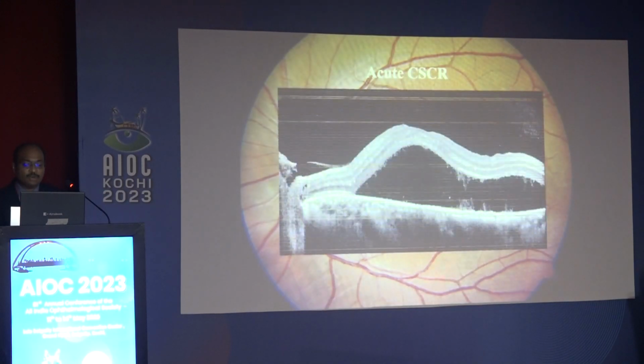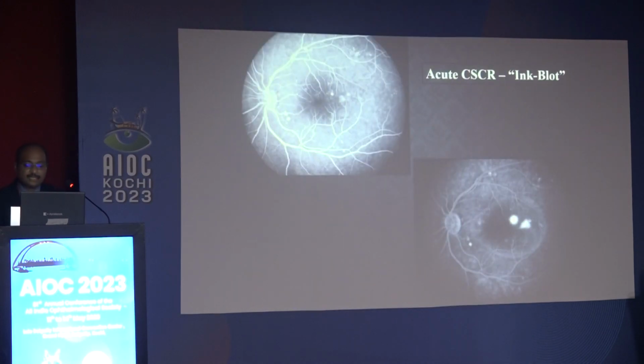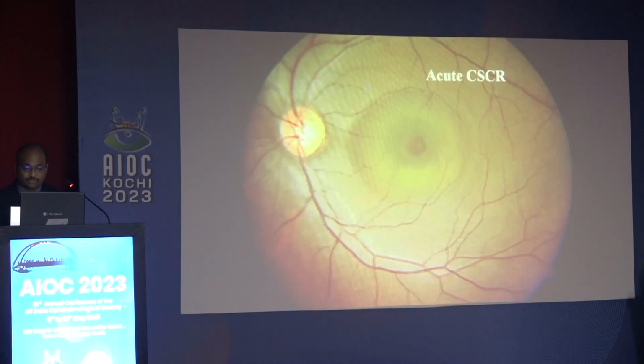Acute CSR is another common disease. There's serous elevation of the retina, and you'll find fibrin under the retina as well as over the RPE. And this is the classic ink blot leak. It starts as a dot and then increases. Jatinder also spoke about that.